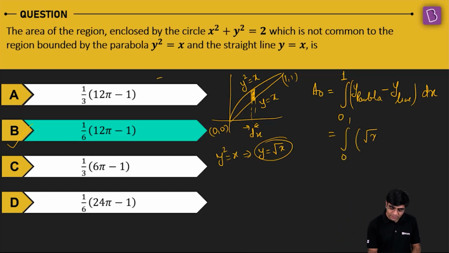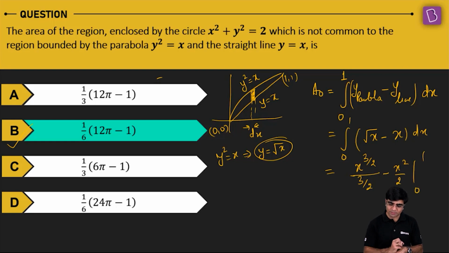Y of parabola is root x. And y of line is what? Simply x dx. Let's integrate that quickly. So what do I get here? After integration, root x is x raised to half. The integral will become x to the power 3 by 2 divided by 3 by 2 minus x square by 2. And limits will be from 0 to 1.